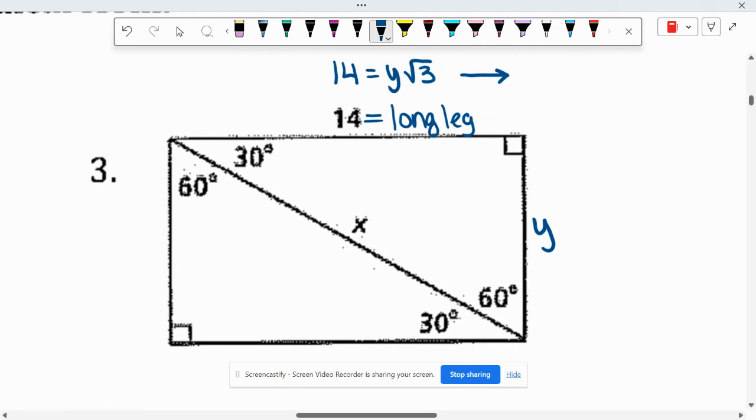So let's do some math. 14 equals y times the square root of 3. I need to get y all by itself. I'm trying to find the measure of the short leg. How do I do that?